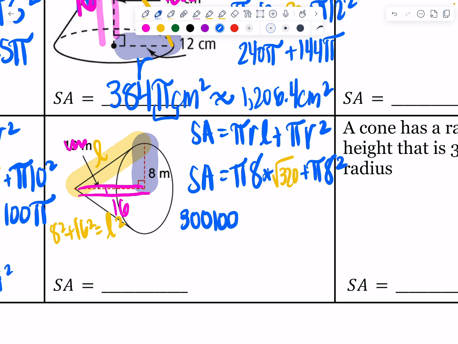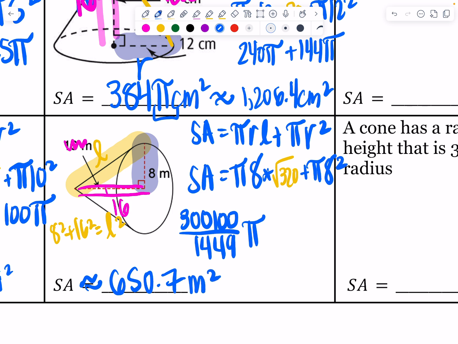So 300,100 over 1449 pi. If you wanted to convert that to a decimal, let's go math, change that to a decimal, 207.1 pi-ish. But then let's go ahead and just multiply that through by pi to give the rounded answer. This is going to be about 650.7 meters squared of space. Okay, so there's my exact answer.